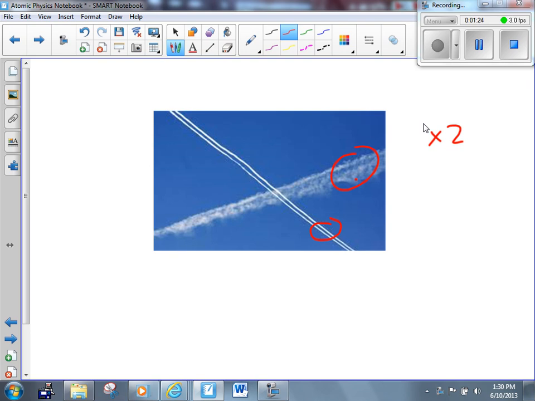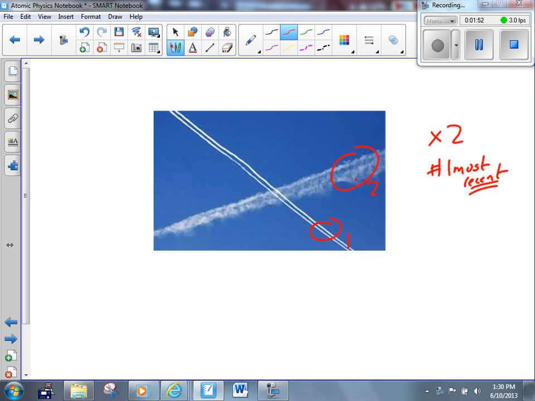Which one was further back in time? Which one was closer in time? We'll call them 1 and 2. Which one was most recent? 1, yeah. 1 is going to be the most recent. Number 1 is the most recent, and we know that because these condensation trails haven't spread out as much.